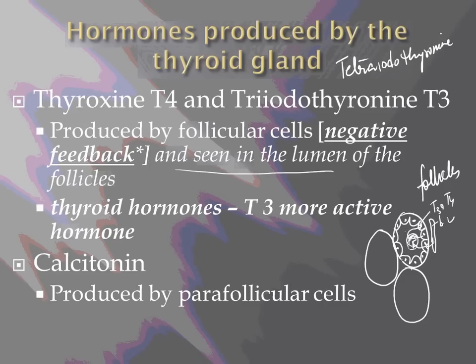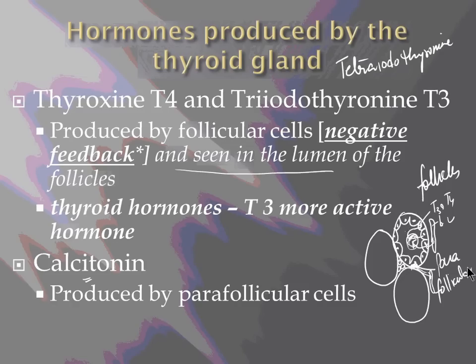Here, next to the follicles, you have cells which are on the side of the follicles, or they may be present right next to the basement membrane here. These cells are known as parafollicular cells. The word para meaning by the side of. These parafollicular cells produce this other hormone which is called calcitonin. So calcitonin does not go into the lumen of the follicles. Instead, it is secreted directly into a blood vessel. So it comes directly out and goes into the blood vessel.